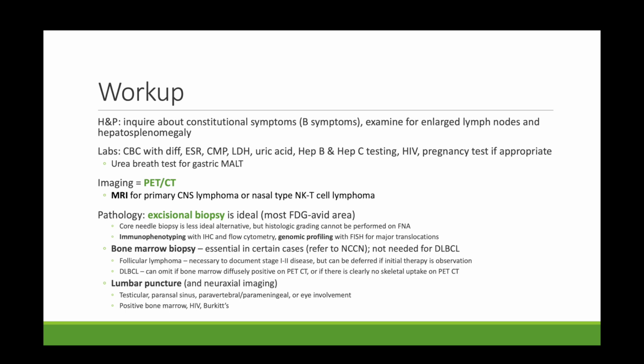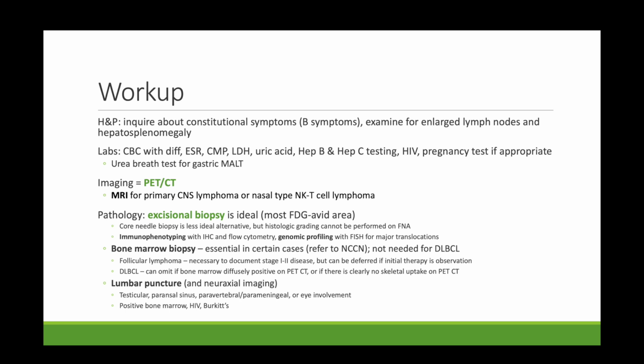So the first common scenario is DLBCL, which remember is the most common aggressive non-Hodgkin lymphoma. For DLBCL, bone marrow biopsy can actually be omitted most of the time. So if bone marrow is diffusely positive on PET-CT, then you know it's involved. Or if there is clearly no skeletal uptake on PET-CT, then you know it's not involved. And so in DLBCL, bone marrow biopsy actually can be omitted.